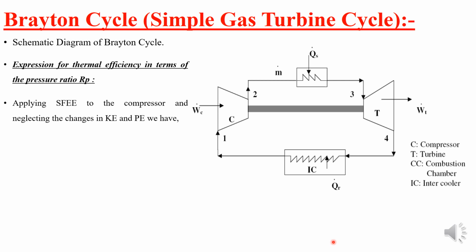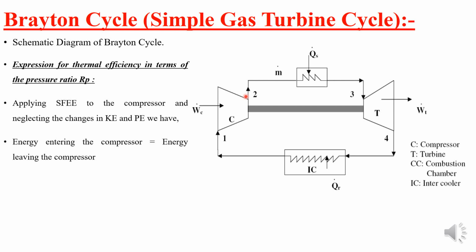So first apply the SFEE equation for all the components. First we will consider the compressor. So in the compressor, what are the inputs? One is state point 1, then the work is the input and the output will be state 2. Using SFEE, you can write WC plus, if you consider mass flow rate, M into H1, that is equal to M into H2, if M is the mass flow rate of the working fluid. So energy entering the compressor equals energy leaving the compressor. That is how you are going to apply the SFEE for each component.